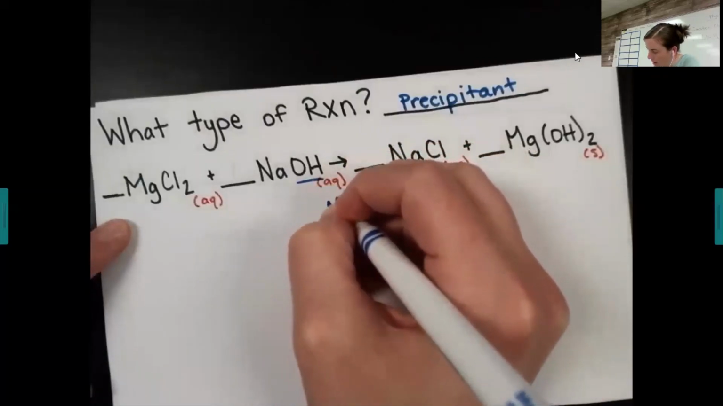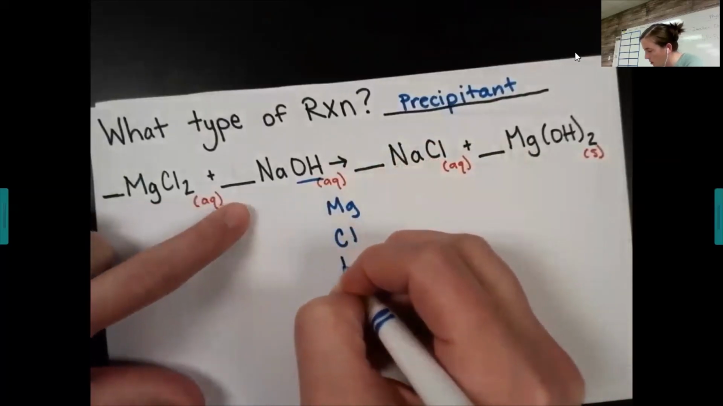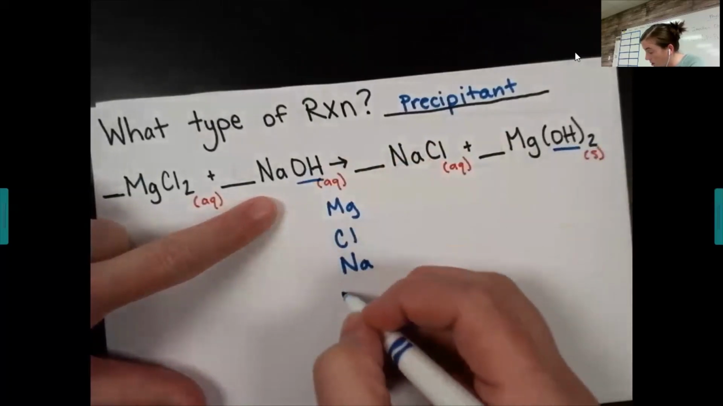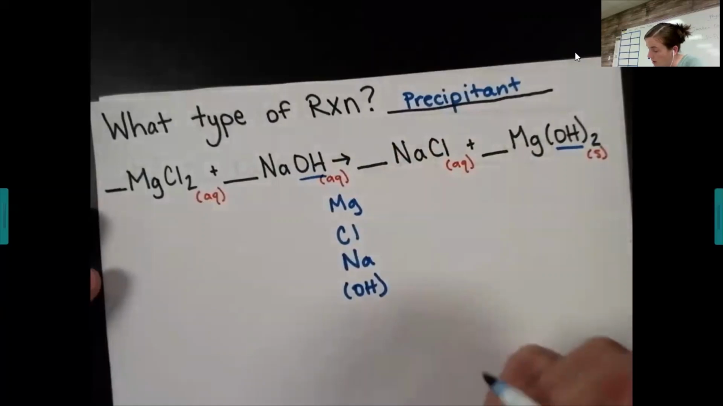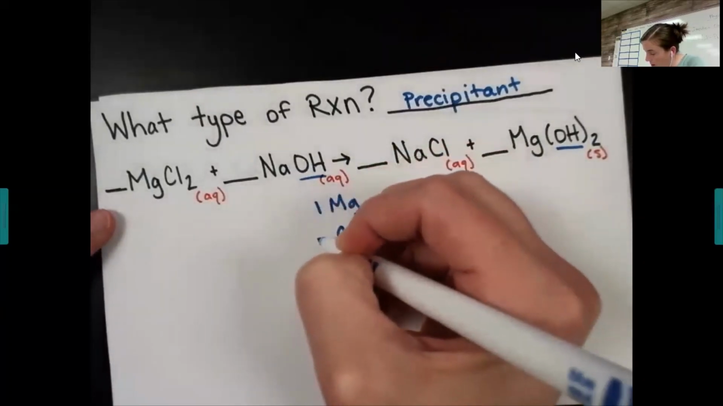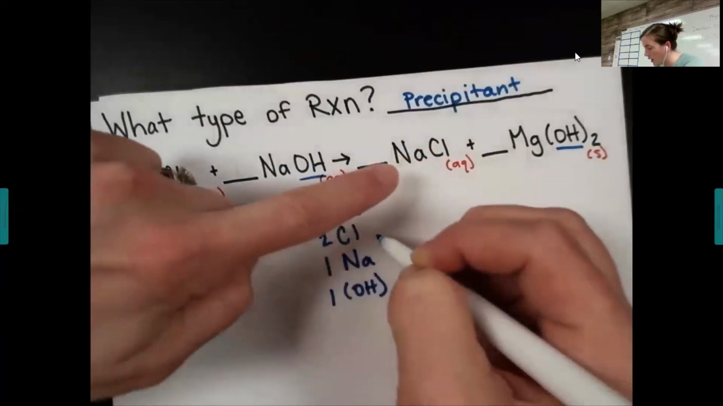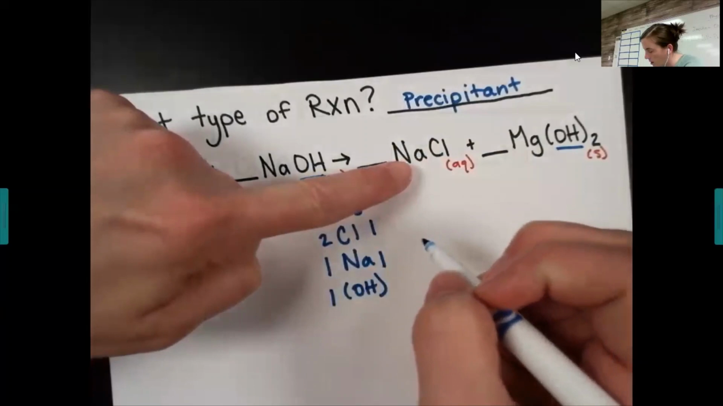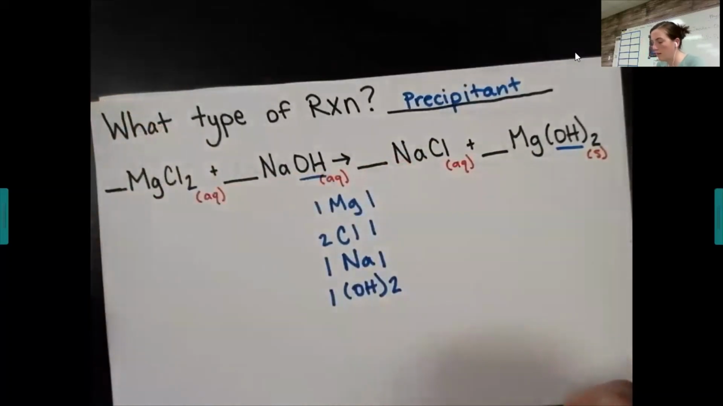So we have magnesium, chlorine, sodium, and we have OH here, and we have OH here, so I can treat OH like one element. Okay, 1 magnesium, 2 chlorine, 1 sodium, 1 hydroxide, 1 sodium, 1 chlorine, 1 magnesium, and 2 hydroxide.